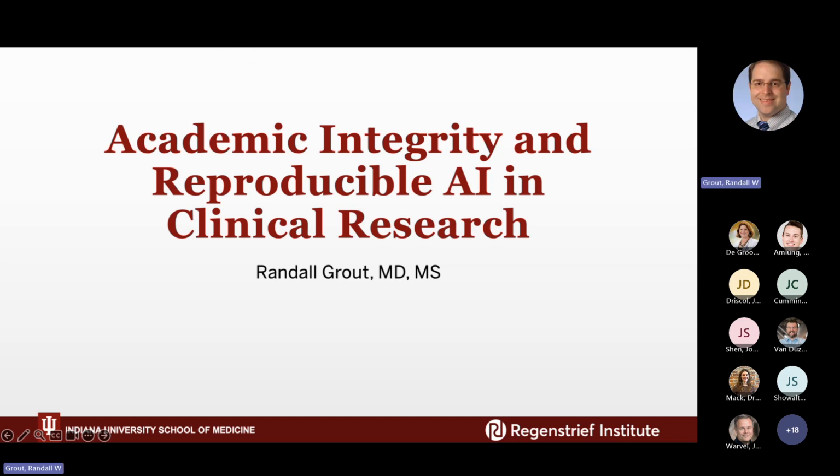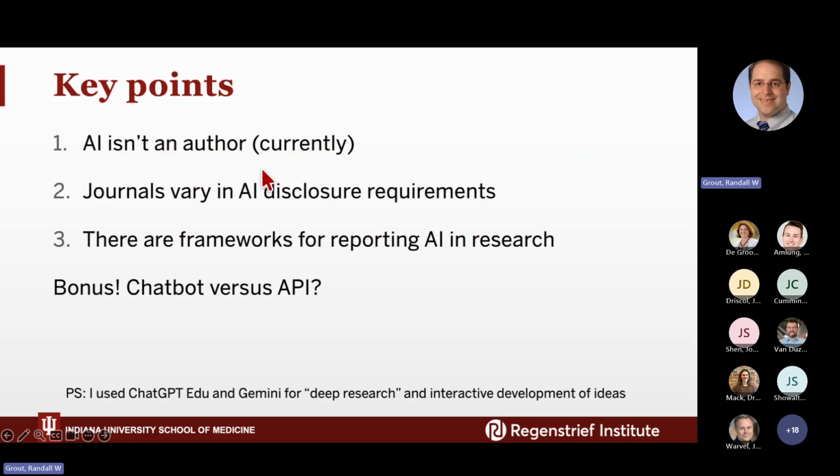Okay, so today I want to talk about academic integrity and reproducible AI in clinical research. It's a fun topic. AI is big, can do a lot of things, but there are some things we need to be careful with. So today I want to focus on key points. And these are the three or four key points. If you're a key points type of person, we could be done in one minute, but we'll go through a little more detail and hopefully have a good talk about this.